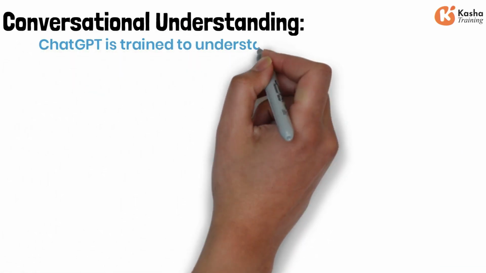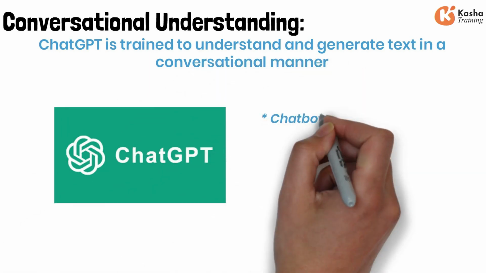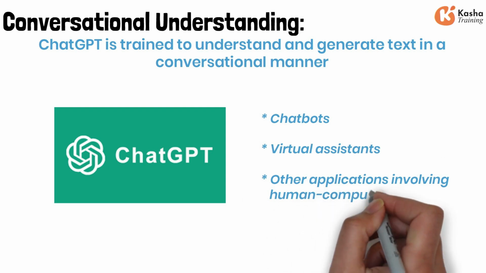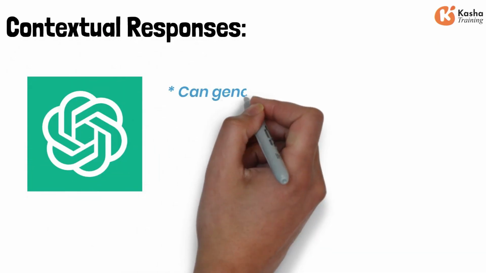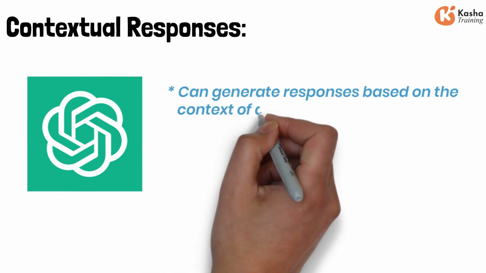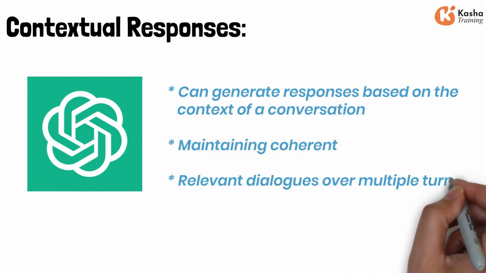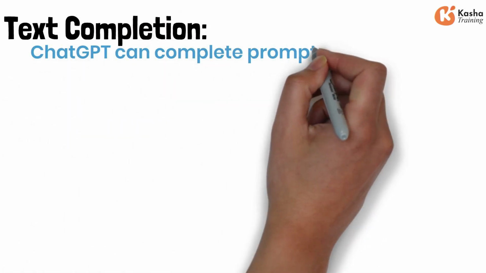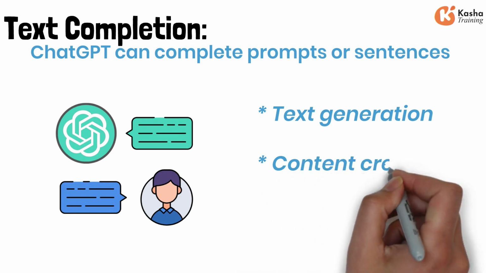ChatGPT is trained to understand and generate text in a conversational manner, making it suitable for chatbots, virtual assistants, and other applications involving human-computer interaction. Contextual responses. It can generate responses based on the context of a conversation, maintaining coherent and relevant dialogues over multiple turns. Text completion. ChatGPT can complete prompts or sentences, making it useful for tasks like text generation, content creation, and code generation.